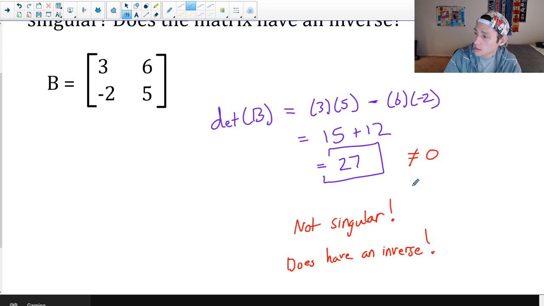Okay, and we can determine both of these things because we got a determinant that's an actual number that is not 0. Now, it could be positive, it could be negative, it could be a decimal, it could be a fraction, but the point is it's not 0. So that's how we're able to say not singular, it does have an inverse.